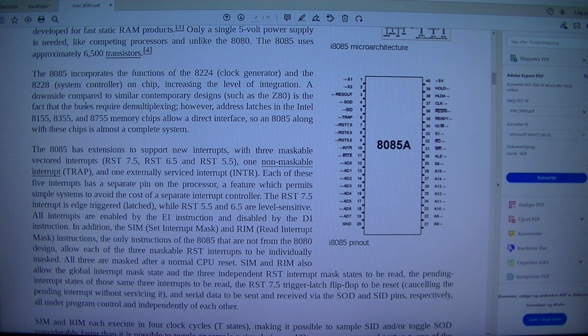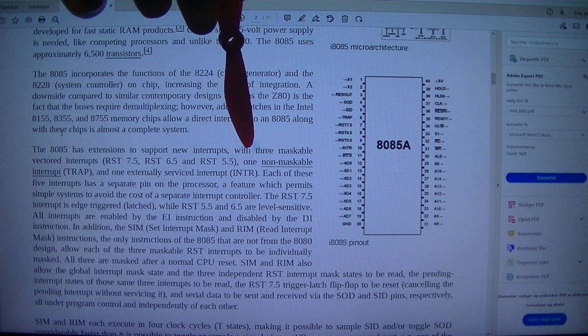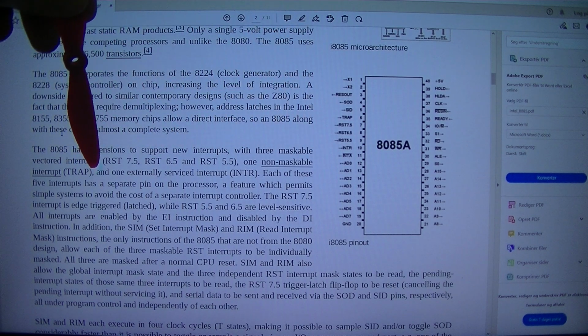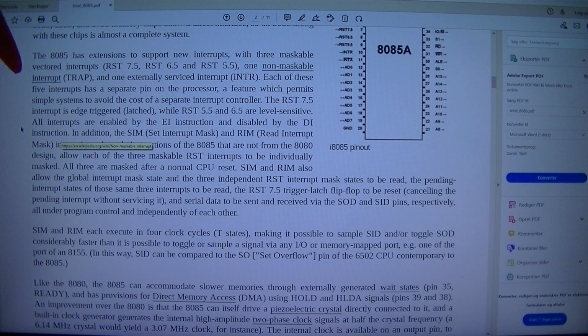A downside compared to similar contemporary designs, such as the Z80, is the fact that the buses require demultiplexing. However, address latches in the Intel 8155, 8355, and 8755 memory chips allow a direct interface, so an 8085 along with these chips is almost a complete system. The 8085 has extensions to support new interrupts, with 3 maskable vectored interrupts: RST 7.5, RST 6.5 and RST 5.5.